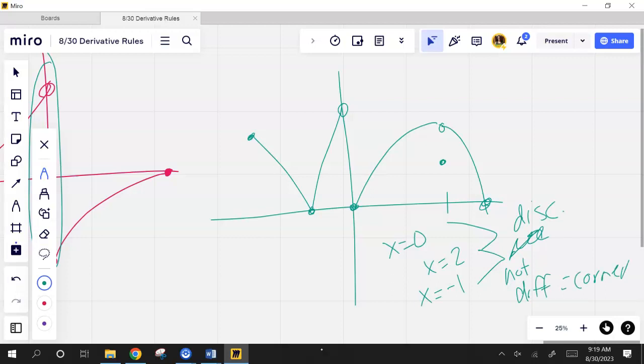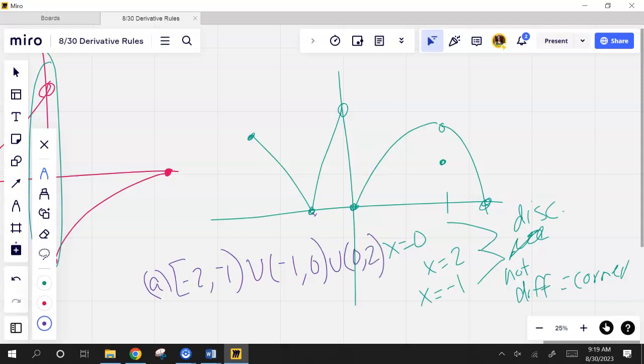So if you think about it, instead of thinking about it, does it fit in A, B, or C, think about it like this. Where is the function differentiable? Where could you take everywhere but those 3 points, right? So from -2, I can't include this, right? To -1. And then from -1, I can't include 0. And then I also can't include 2. And then from 2 to 3. That's where it is differentiable.